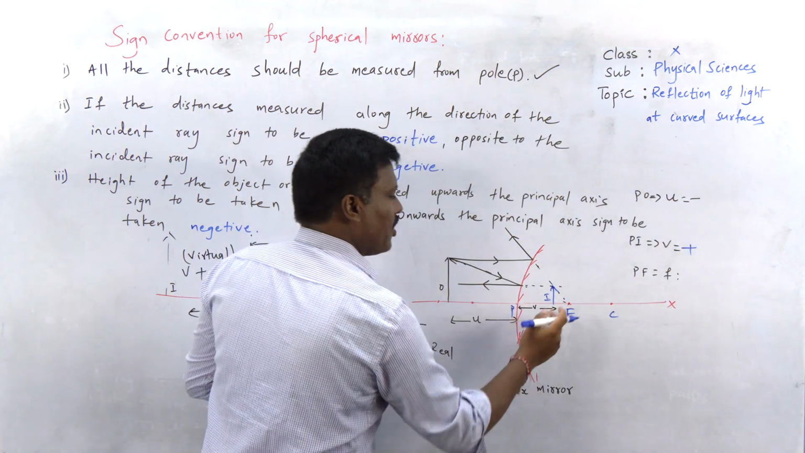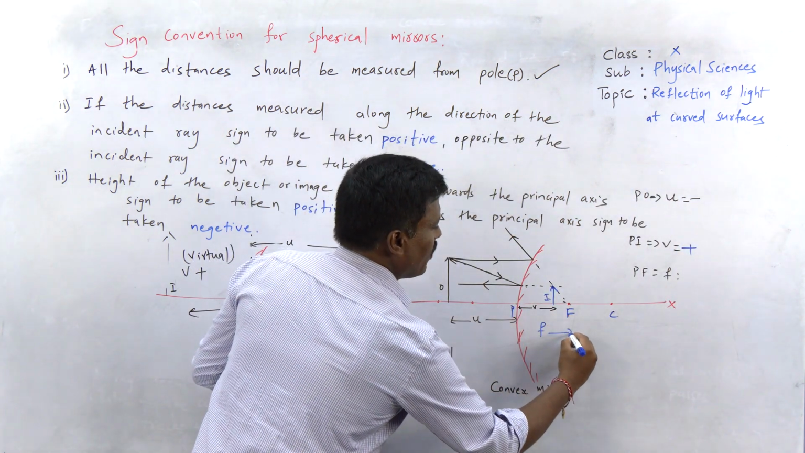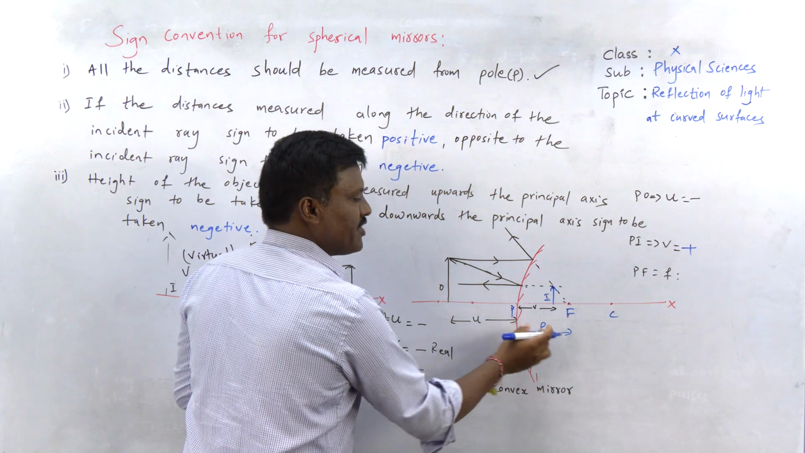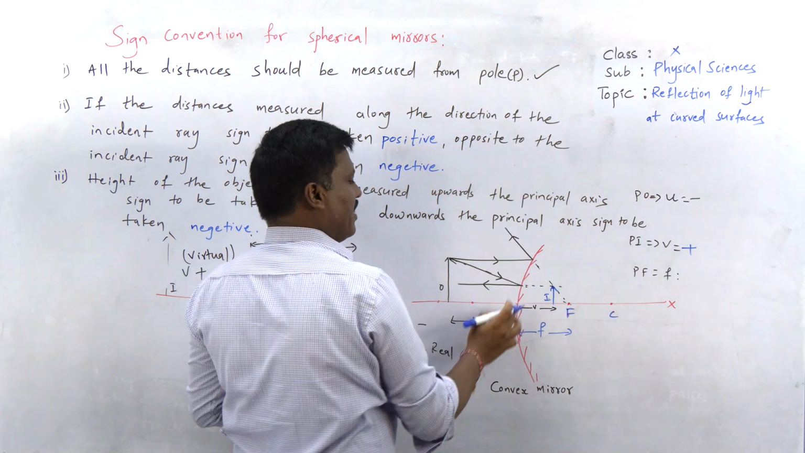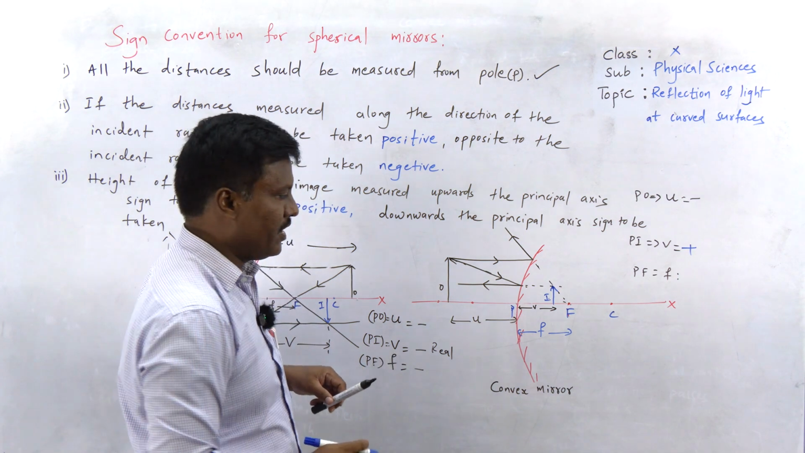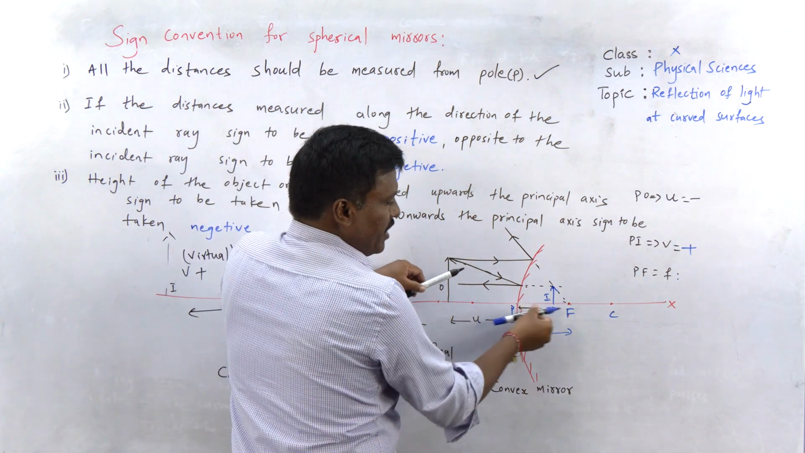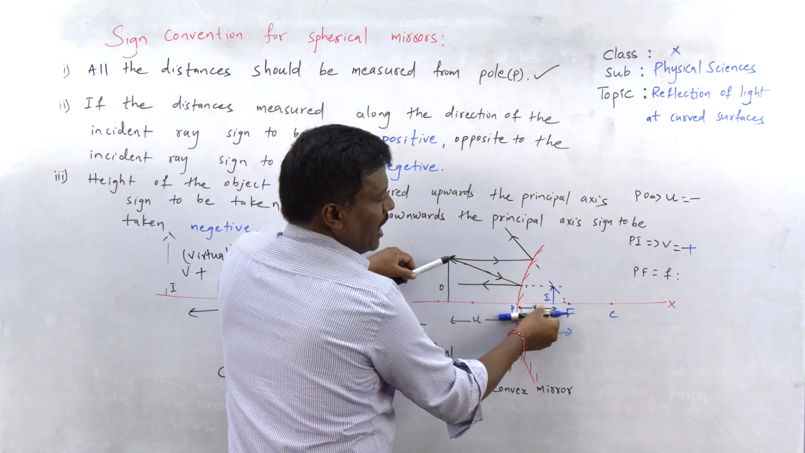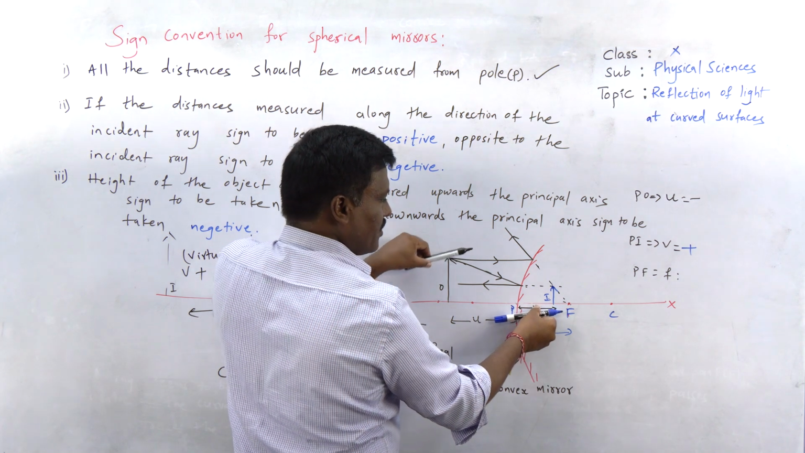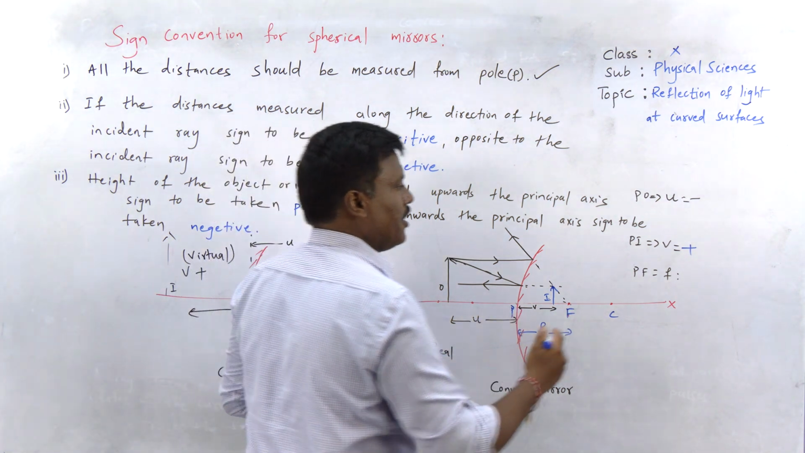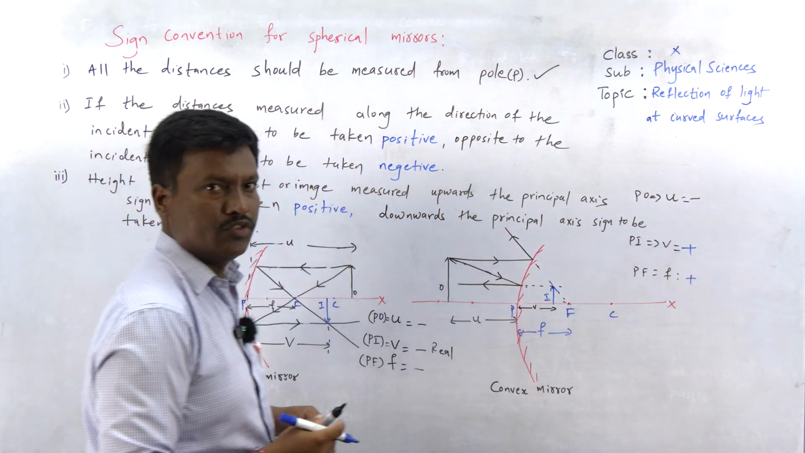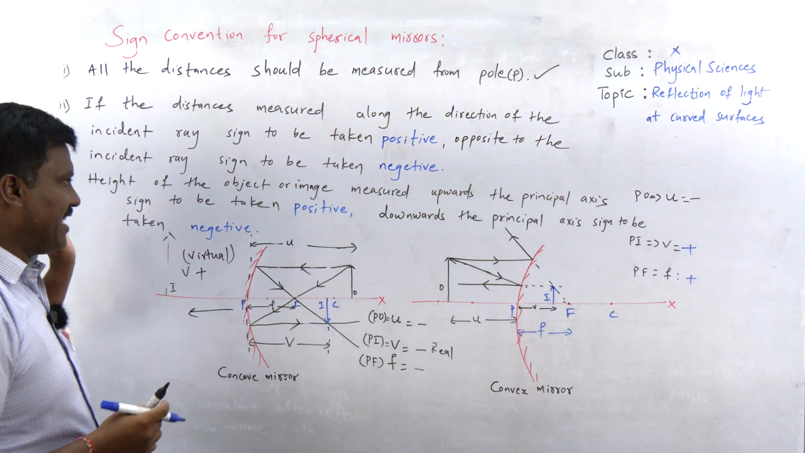The distance between pole and focus is called focal length. This is the focal length. So while measuring this focal length, I am moving from P to the F. Why do I have to move from P? According to the first rule, we have to start from P. So when we are moving from P to the F, this is my direction. Am I moving along the direction? Yes, along the direction of the incident ray. Then the sign is to be taken positive. Okay. I hope you understand the sign convention.